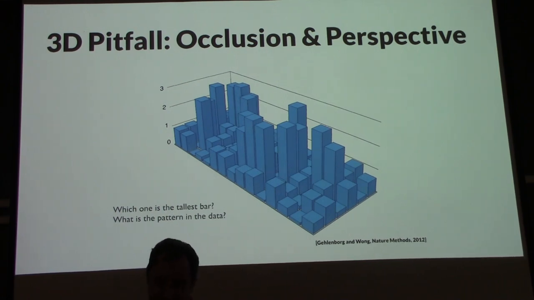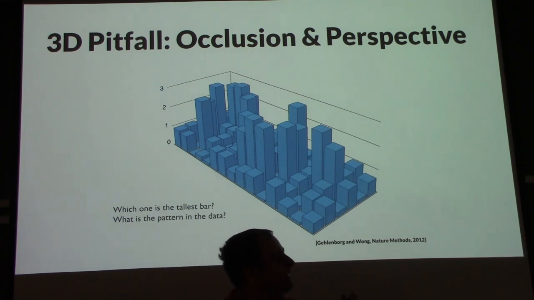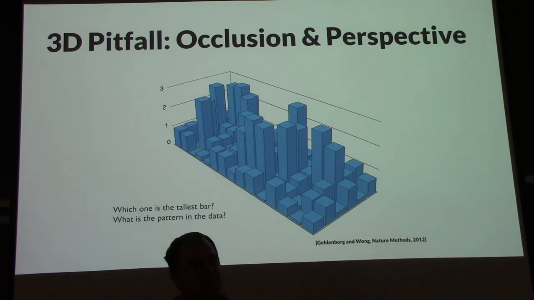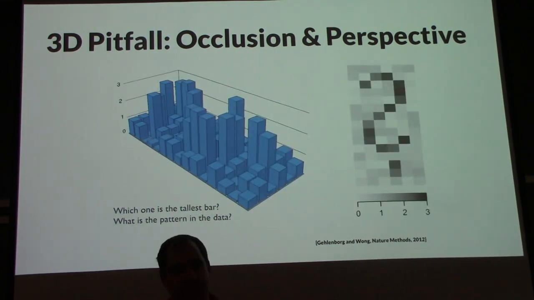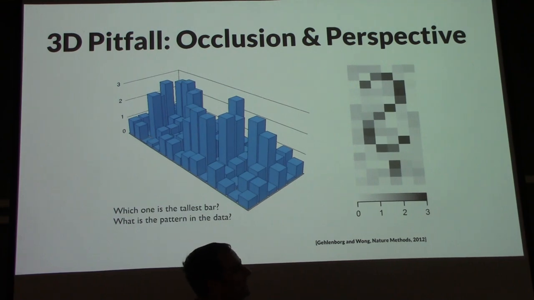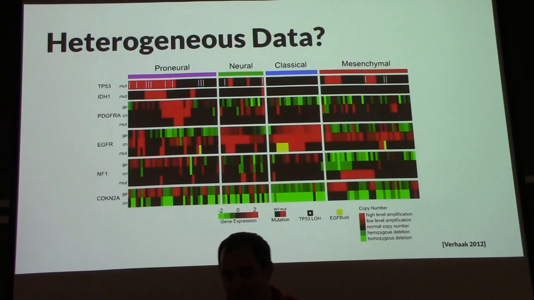This is also a good example. I think I showed this before, but just to show you that 3D is problematic if you want to represent data like this, and if I were to show this representation as a heat map, you can actually see this question mark very nicely here.